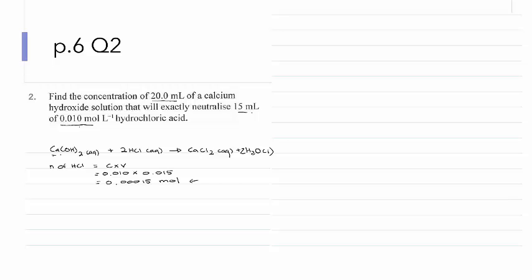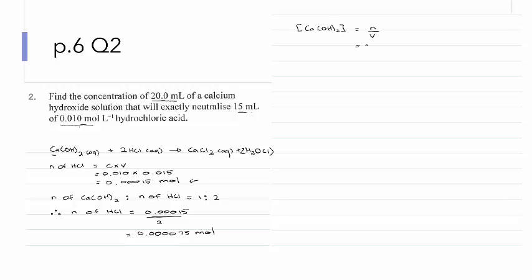The next step is to go back to the equation and to note that the ratio of moles of calcium hydroxide to HCl is 1-to-2. Therefore, the number of moles of calcium hydroxide is going to be half the number of moles of hydrochloric acid. Okay, the final step is to work out the concentration of the calcium hydroxide by doing n over V. And so the answer is 0.00375 moles per litre.